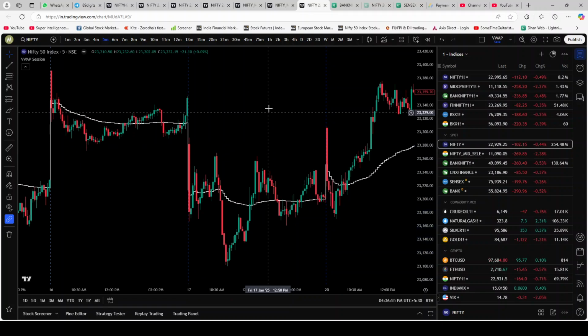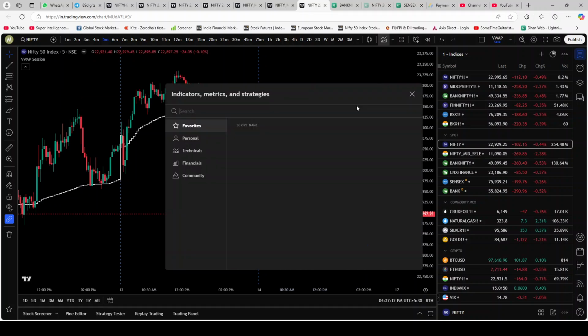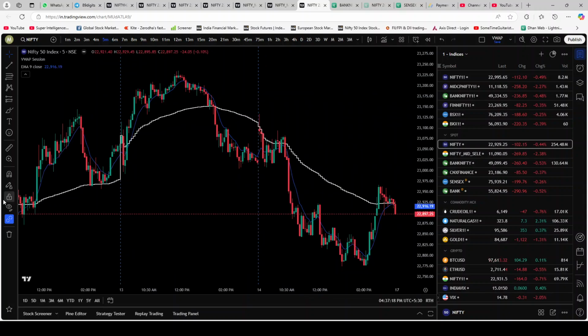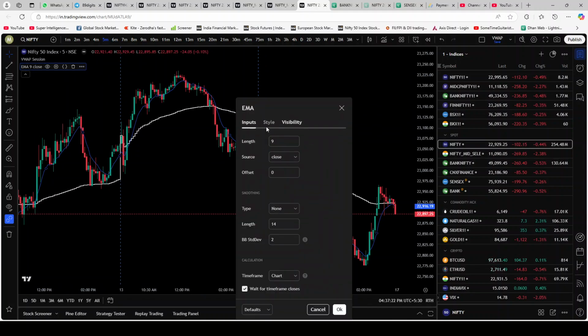So VWAP is a very basic indicator available on all trading platforms. You can change the color on all trading platforms. You can make it a simple line or a trend line with breaks. All this is available. Now we can add another indicator to this, which is EMA. So for the sake of simplicity, I will first use an EMA, exponential moving average. Now exponential moving average by default comes at 9. All right, we will make this 34.